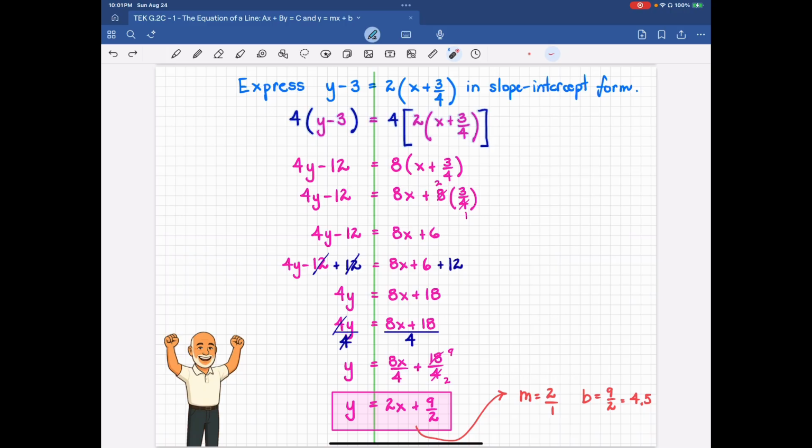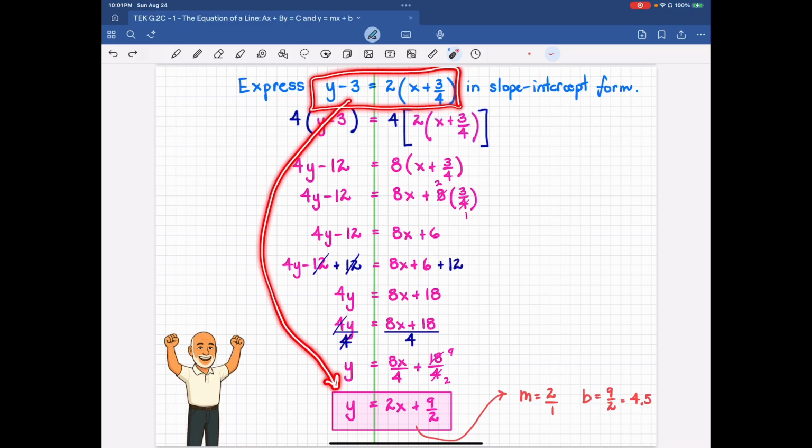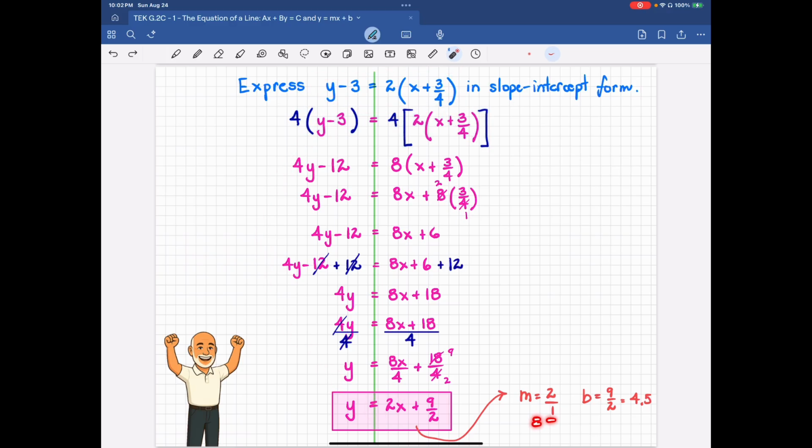Here is the answer to the problem. We took this equation and we converted it into y equals mx plus b. My m is the slope of 2 over 1, but you could also write this as a negative 2 over a negative 1. And the y-intercept is 9/2, which simplifies to be 4.5.